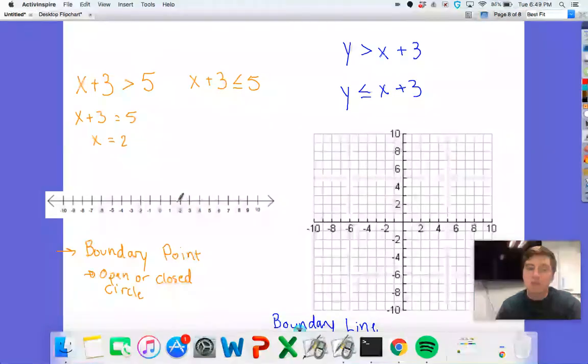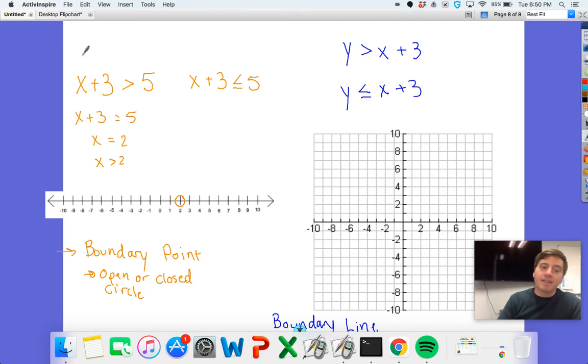So x equals 2 is the boundary point, but it has to be greater than. So it's not allowed to be equal to. This is going to be an open point at the boundary point. And then we would have to say which side is, in this case, greater than. So we would test a point and say, well, what about 5? If we did 5 plus 3 greater than 5, then 8 is greater than 5, and this side works. So we can shade on this side and say that these are all my solutions over here.